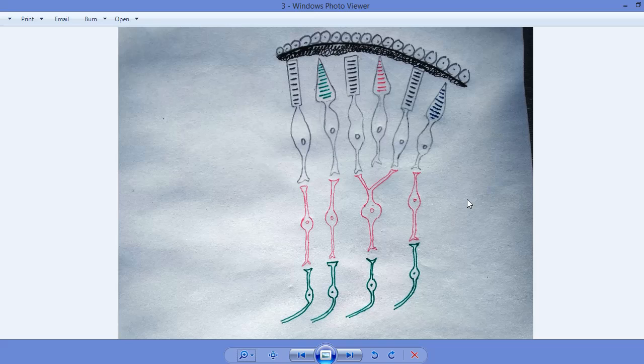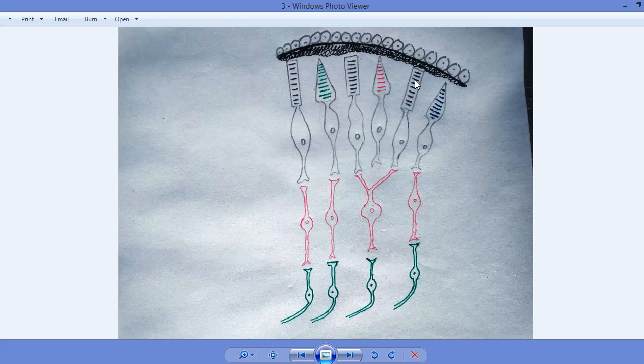So simply we can see over here that three types of cones are there. The cone having green pigment is called iodopsin. The cones having red pigment is called erythropsin, and the cone having blue pigment is called cyanopsin, while the rods have a pinkish pigment that is called rhodopsin.